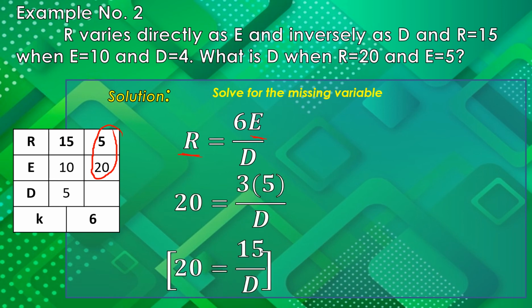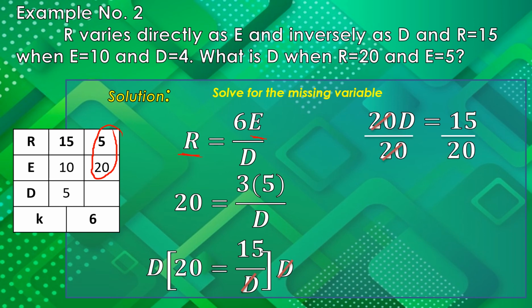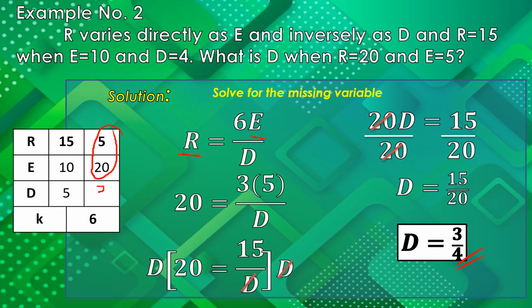Then, multiply both sides sa D. Cancel. We have 20 times D is 20D. Then, equals 15. Dividing both sides sa 20, we have 15 over 20. Simplify. We have D equals 3 over 4. Yun na yung ating sagot. Since nakasimplify na siya, 3 over 4 is our final answer.